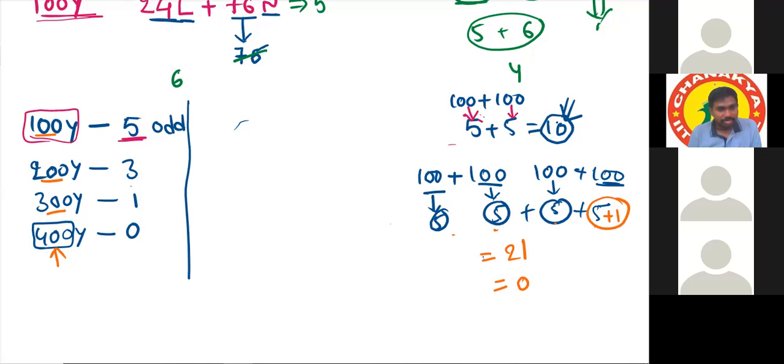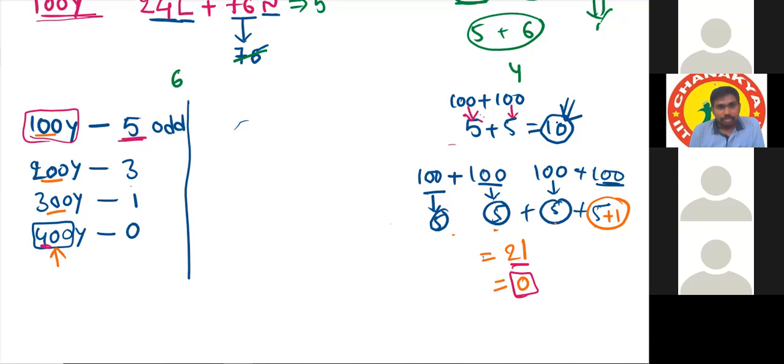Sir, again in 400 years, why did you add this plus 1? One leap year, right? Yes, because the 400th year is a leap year. That's why I have added one more day extra. So then it will be 21 odd days, nothing but 0. Yes, sir. Thank you.